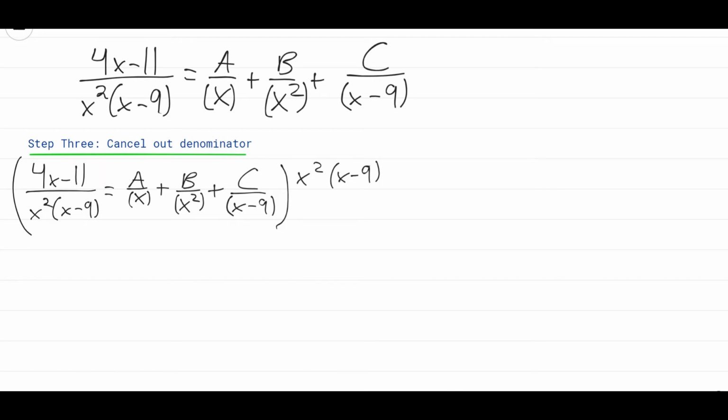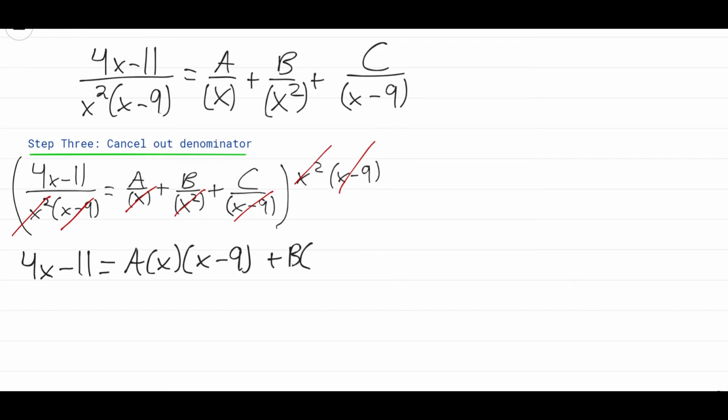Now we're going to simplify this by canceling out the denominator. So these cancel out: x squared times (x - 9), x squared times (x - 9). What we're left with is 4x minus 11. For the a over x, we're left with x times (x - 9), because the only thing that cancels out from the denominator is 1x. For b, the x squares cancel out, so we're left with b times (x - 9). And for c, the x minus 9 cancels out, so we're left with c times x squared.